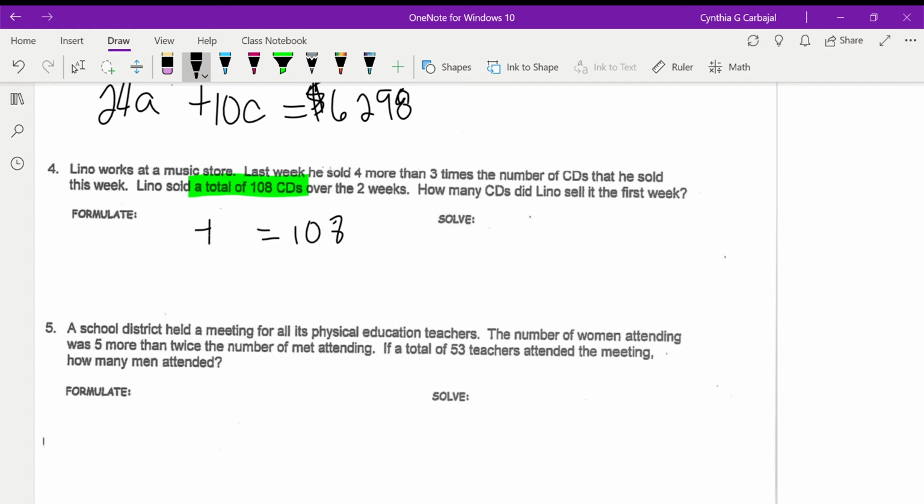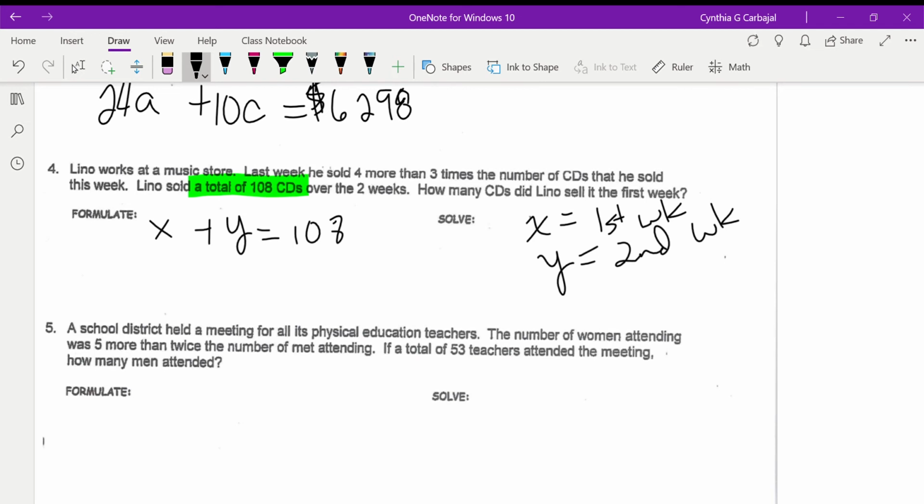Now this one's kind of worded weird. So I'm just going to tell you that X is going to be the first week. I'm just going to make X the first week. And I'm going to make Y the second week. Okay, so just make sure you're reading correctly so you understand which is which. So I'm using X plus Y.